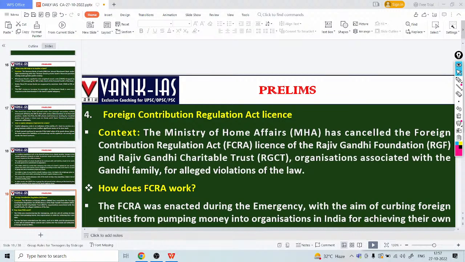Then the next topic will be on the Foreign Contribution Regulation Act license. The Ministry of Home Affairs has cancelled the Foreign Contribution Regulation Act license of the Rajiv Gandhi Foundation and Rajiv Gandhi Charitable Trust, organizations run by the Gandhi family, for alleged violation of the law, recently, because the Union Home Ministry has taken action against two frontline organizations.